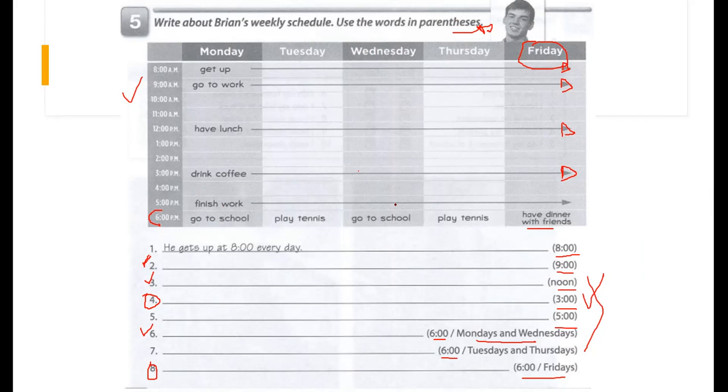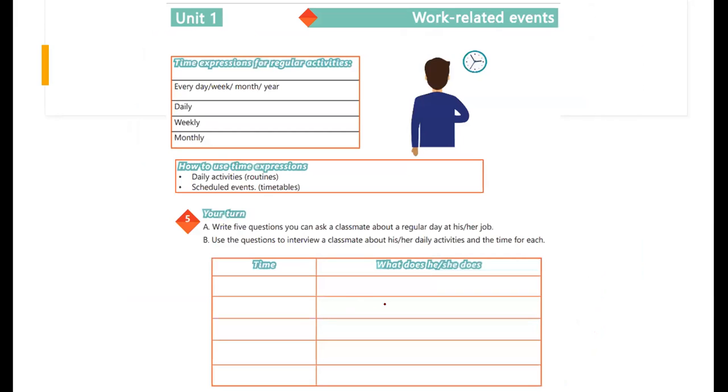All right, let's continue then. So at the end of this class, you are supposed to write 5 questions, okay? You can ask a classmate about a regular day at work. Entonces lo que vamos a dejar es, al finalizar la clase, okay, piense, pero para el día de mañana, so for tomorrow, 5 questions that you could ask your classmates, ¿verdad?